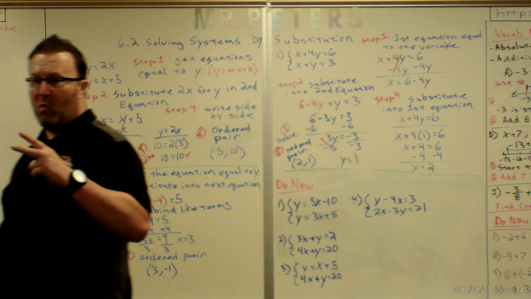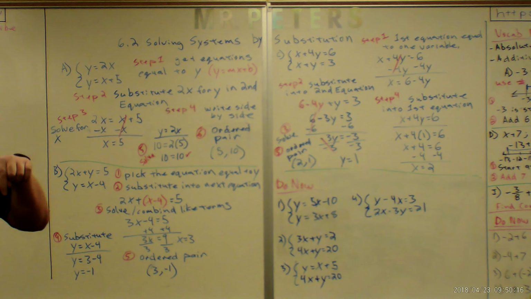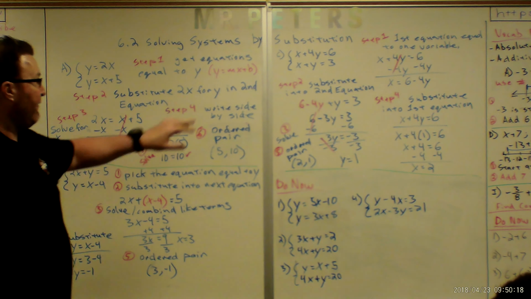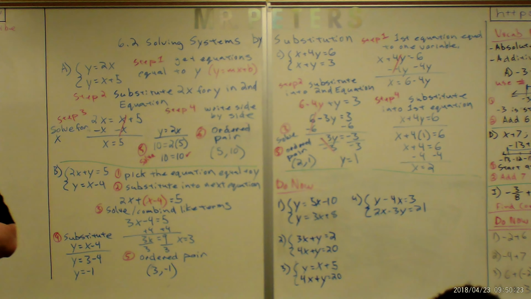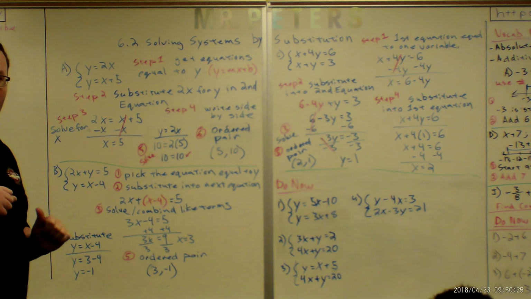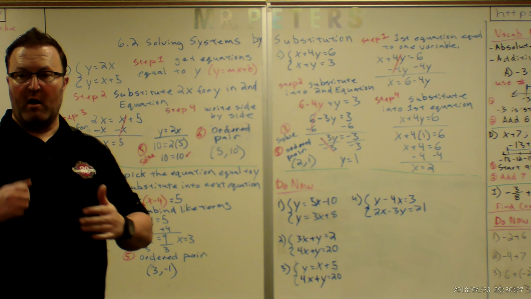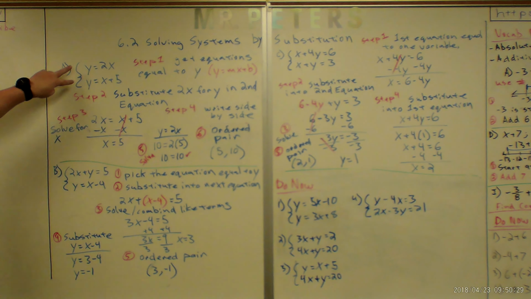If they're both equal to y, we're doing one thing. If one is equal to y, we're doing something else. If neither one of them, we're doing something completely different. You need to know this, okay? So make yourself a mental note of when we do this. All right? So y equals y, we're going to make them equal to each other.